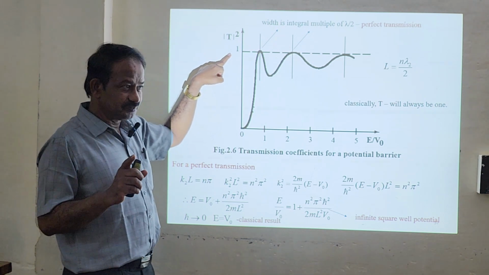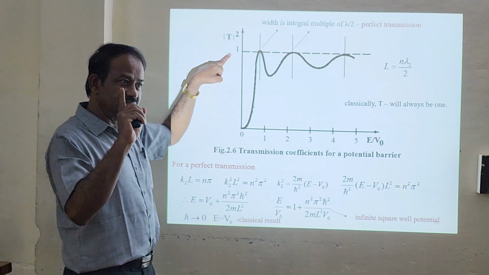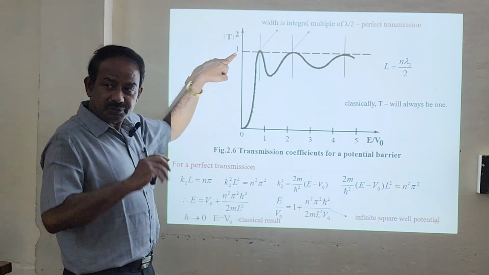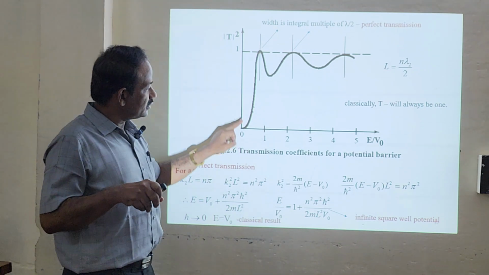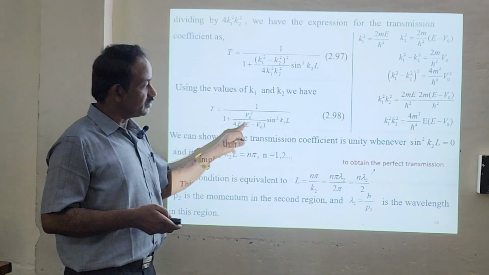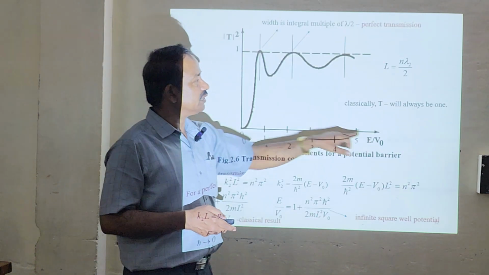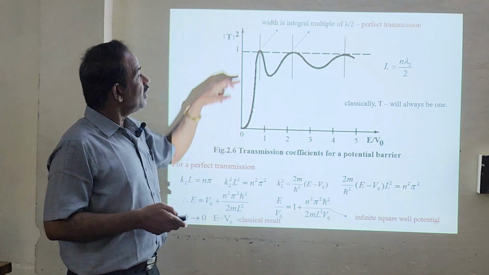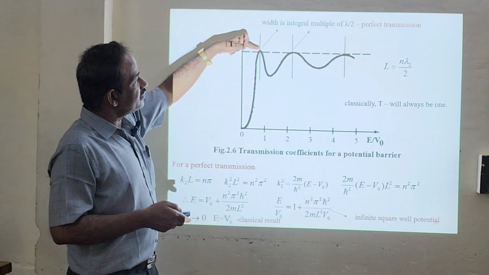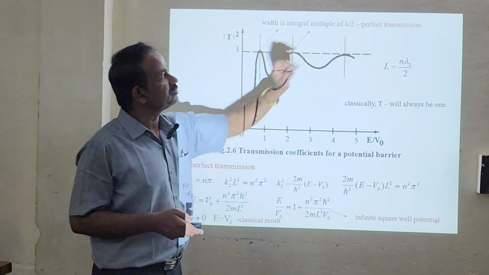That is the maximum value. T equals 1 is the maximum value. So 1 means perfect transmission. This curve, we have drawn this curve, T versus E by V0. You will get this graph. And this curve touches exactly at this point. See, this point and this point and this point.